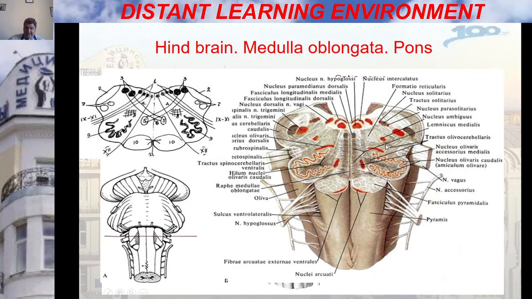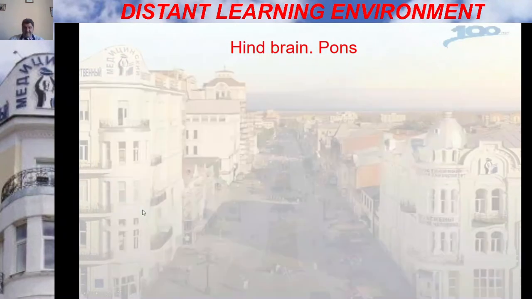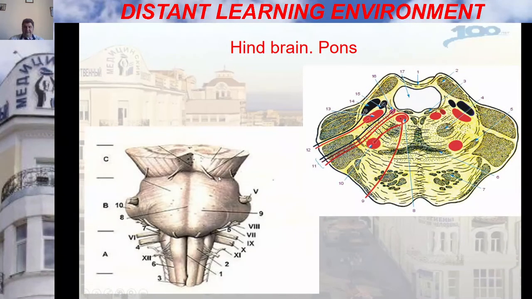on its level. Next, we will talk about the metencephalon. Metencephalon consists of two parts: the ventral part, the pons, you may see it here, and also you may see it here, pons, and the dorsal part, the cerebellum. The pons.